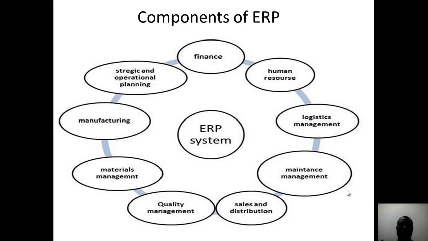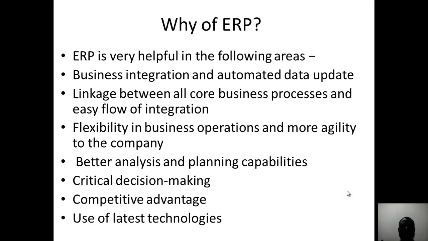Now, let's look at the components of enterprise resource planning. We have the finance department, human resource, logistic management, maintenance, sales and distribution, quality management, material management, manufacturing, strategic and operational planning. In fact, enterprise resource planning has almost every component that is required for a business. Very large software, and every particular department of a particular company has an interface which it uses to access whatever data it requires. Now, why ERP?